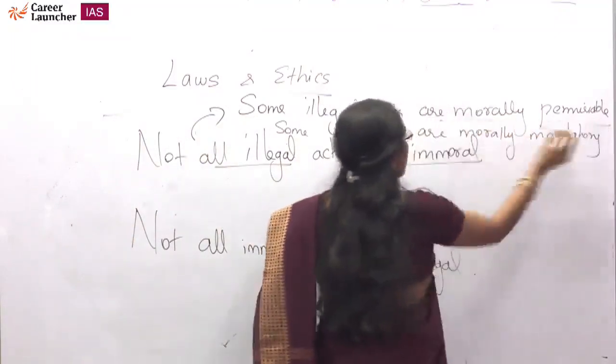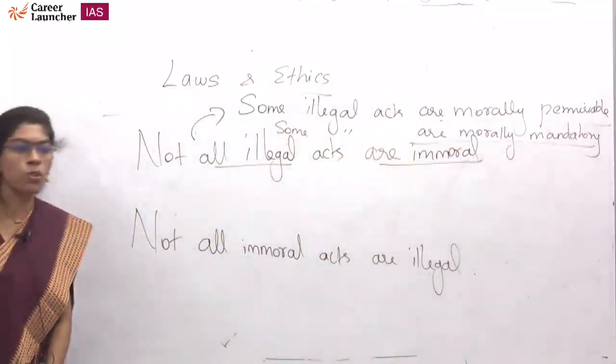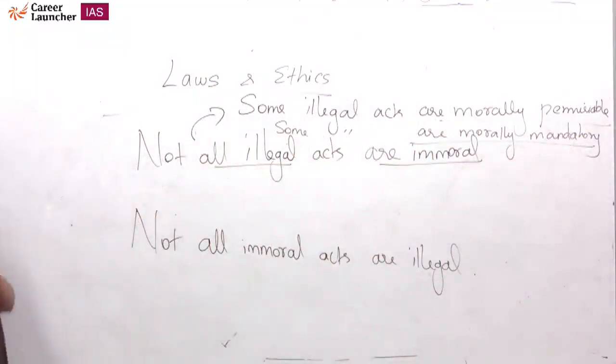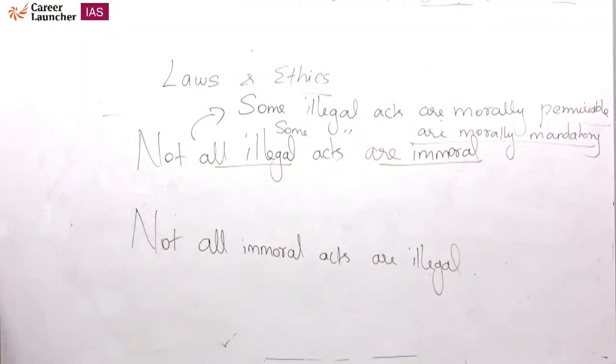Now you are going to give an example for each. You are already in the UPSC field, you are learning, you are reading Yojana, Kurukshetra, so you are definitely eligible to give an example. My dear children, come on, give me an example. Some illegal acts are morally permissible. Based on some greater good or lesser evil, we are permitting some acts. Some illegal acts are permitted morally also. What are those acts?